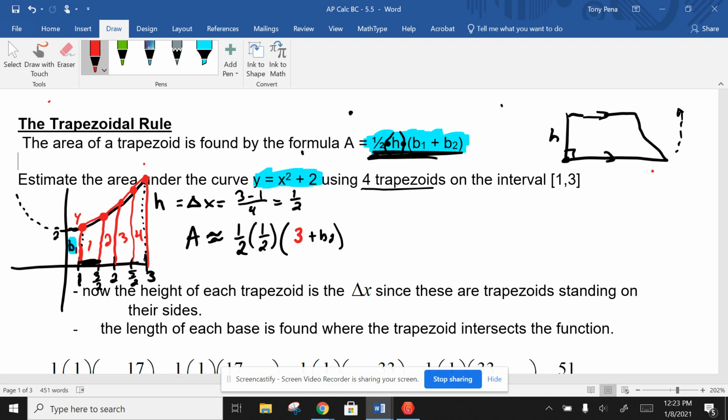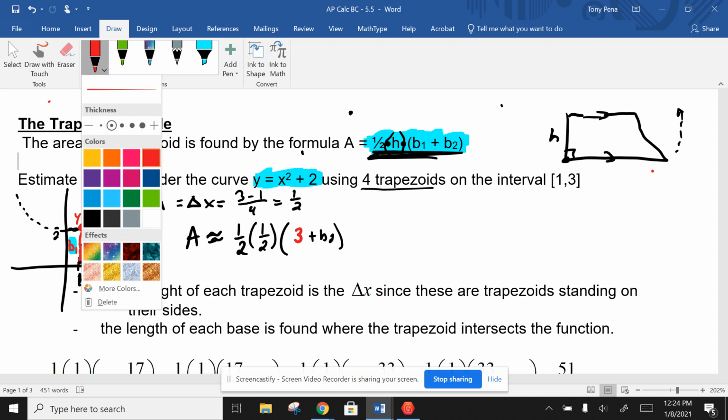The next one is going to hit the curve right here. This would be base number 2. Is this for trapezoid number 1? Come on. There we go. So this is base number 2 now. So what we now need to figure out is what is the length of this one. So it's the y coordinate at 3 halves. Right? So what we now need to do is take your 3 halves and plug it into our equation.